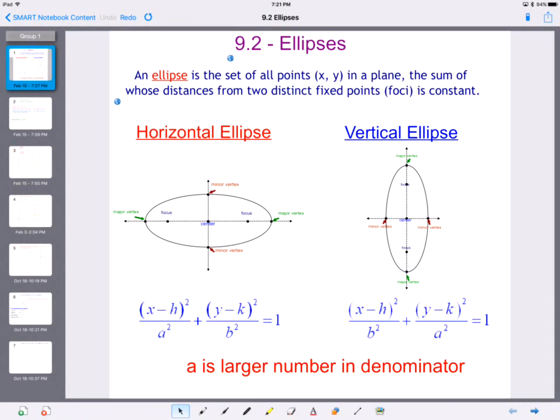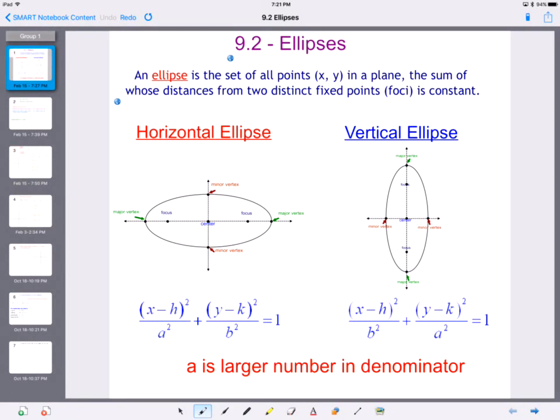We have two different types, a horizontal and a vertical. On the horizontal ellipse you can see that you have your center, your major vertices, your minor vertices, and then once again two foci. Foci is plural for focus. If you look at this, I'm going to mark a couple of things in here. There are some values that we need to know.